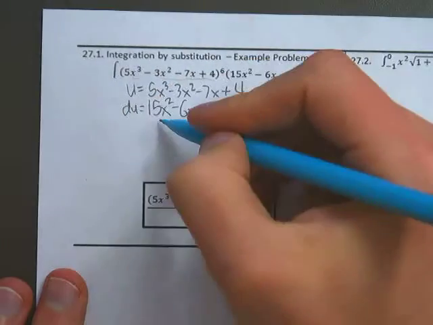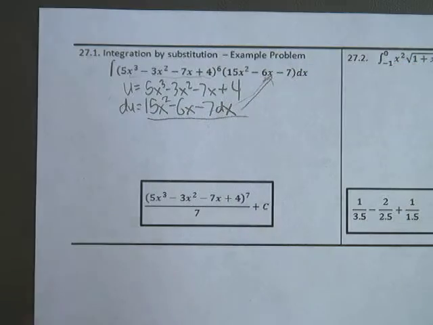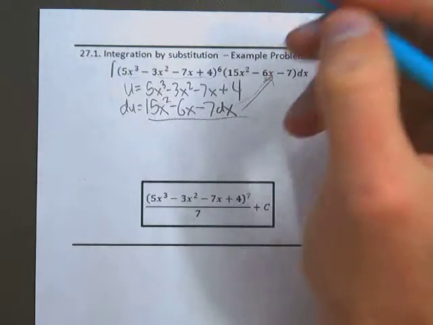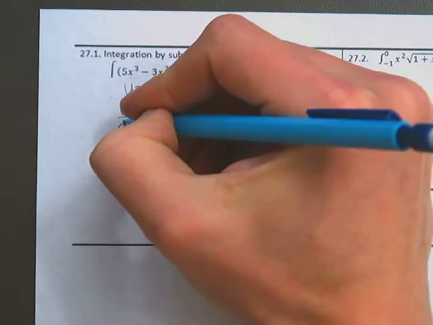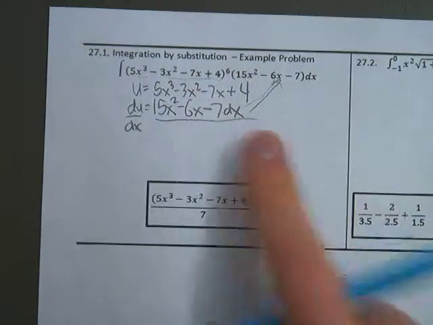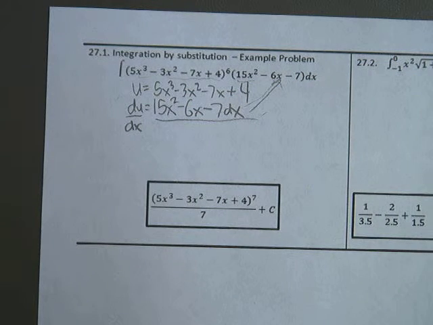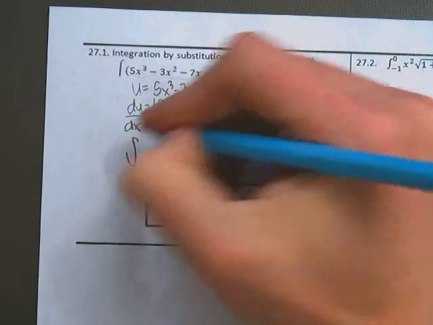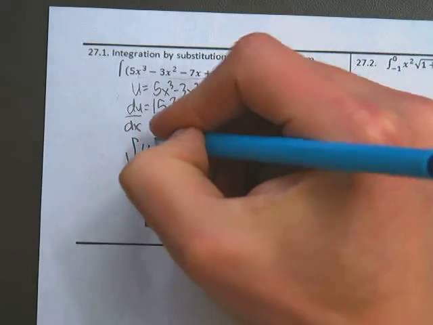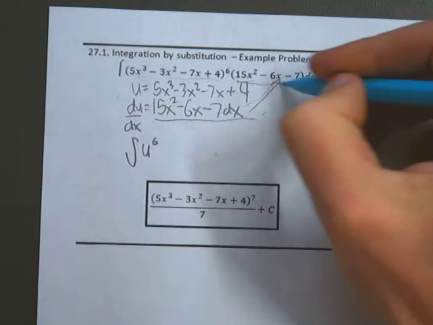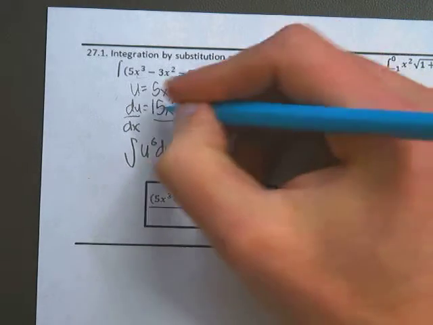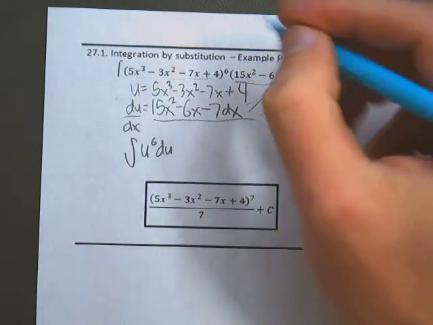So now our du is just equal to this stuff, which is 15x squared minus 6x minus 7 dx. Where the dx comes from is the fact that when we take the derivative of u with respect to x, we get du over dx equals that stuff, and then we multiply the dx to the other side to get it to match the integral form. All right, now we rewrite our integral. We just get, well, the inside's just u. So u to the 6th. And it turns out this stuff at the end, that's just du. We figured that out. It was just du.